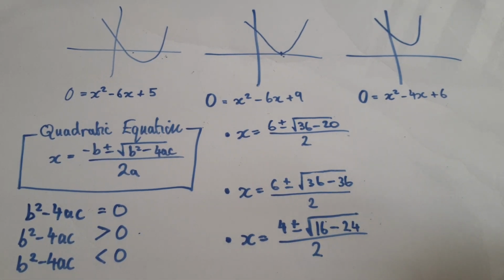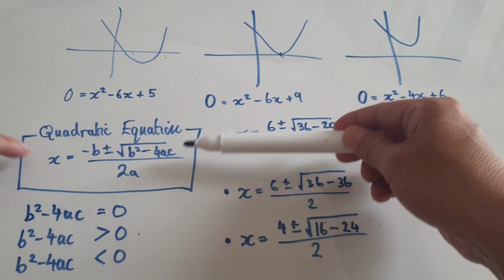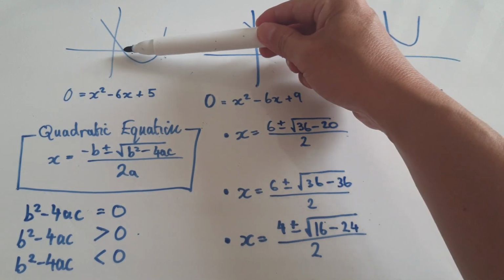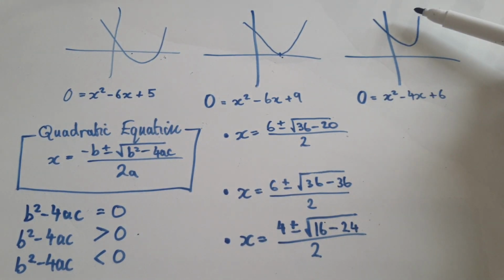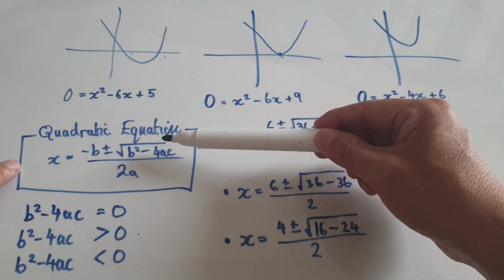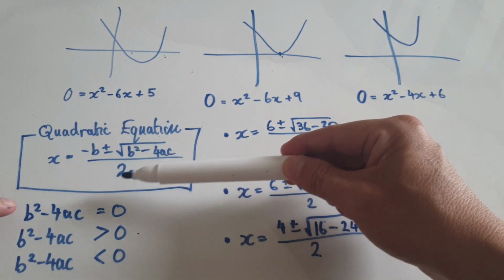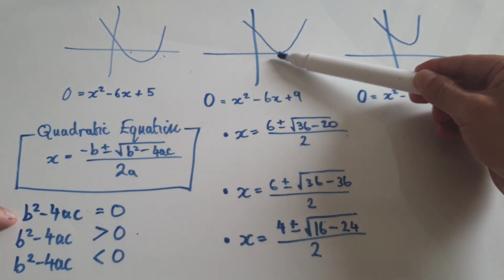When you're trying to solve a quadratic equation equaling 0, you can simply use the quadratic formula. I'm expecting you to know this formula already. Sometimes there are two solutions, sometimes there's one solution, sometimes there's no solution. The thing about the quadratic formula is that whenever this square root thing, which is called the determinant, is equal to 0, then you're going to get one solution.